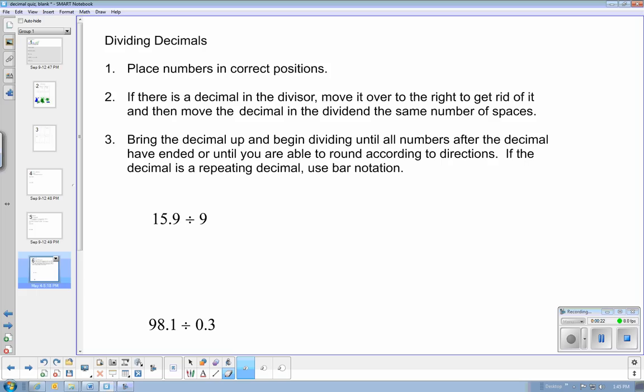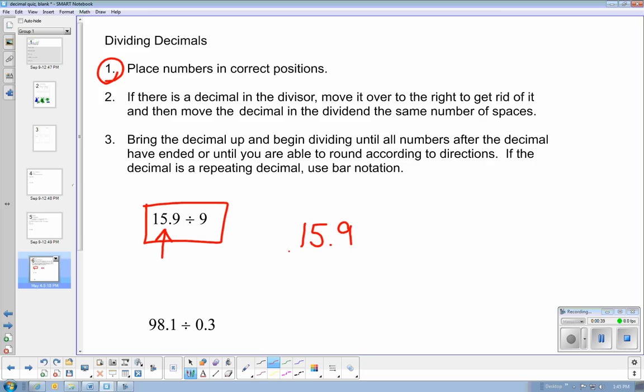When you were dividing decimals, we needed to make sure that we placed the numbers in the correct position. What that meant was, let's say you're taking this problem, this first number is the one that will go inside, and this number, which is called the divisor, is going to go on the outside. So it's just the opposite when you're using a different symbol. The placement of the numbers is critical. If you place them in the opposite position, they won't work.